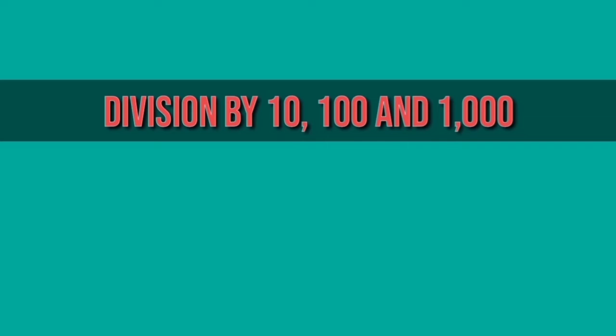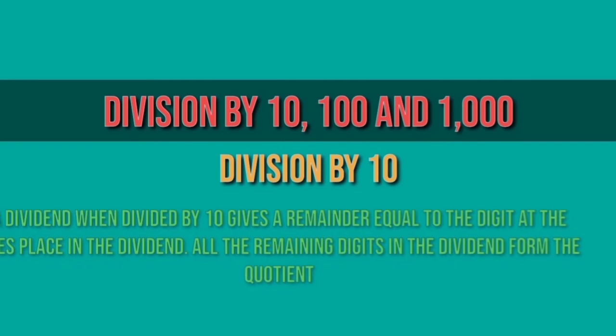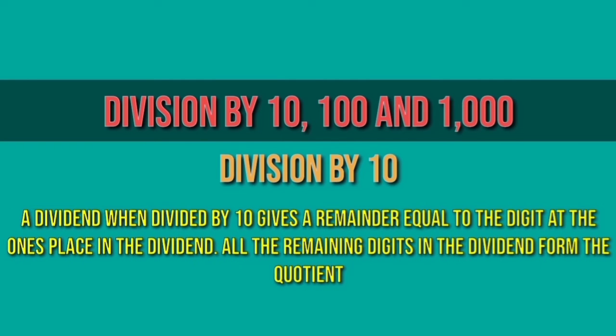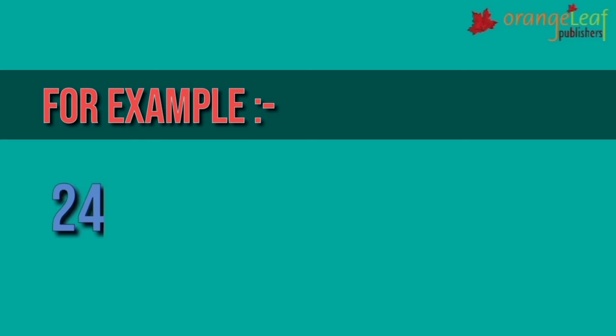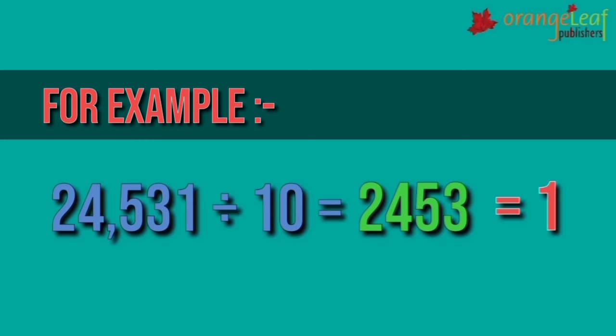Division by tens, hundreds and thousands. Division by 10. A dividend when divided by 10 gives a remainder equal to the digit at the ones place in the dividend. All the remaining digits in the dividend form the quotient. For example, 24,531 divided by 10 is equal to 2453 and the remainder is 1.